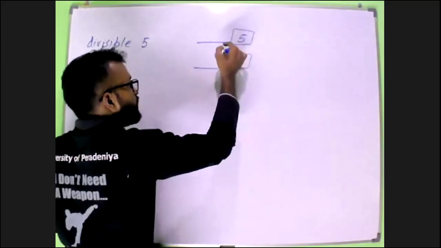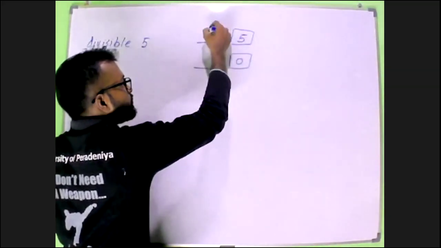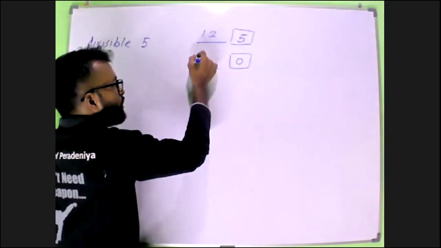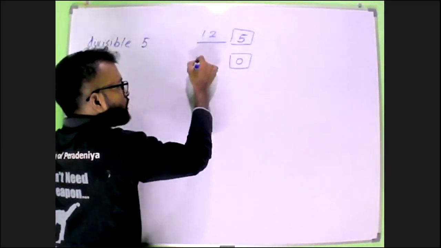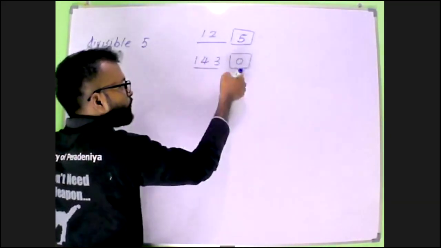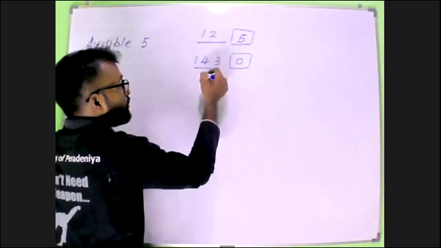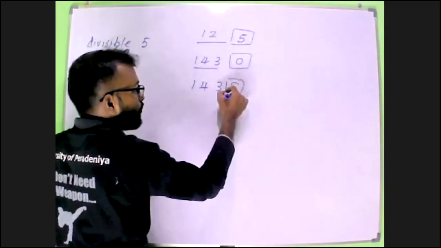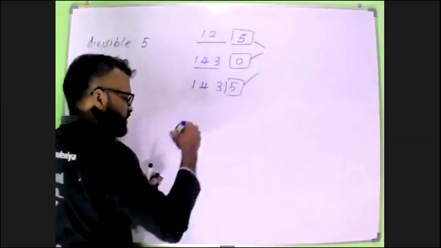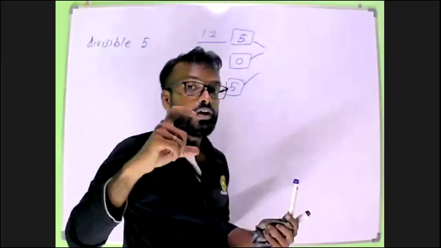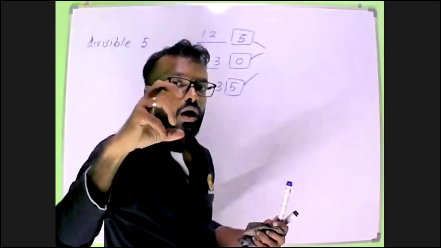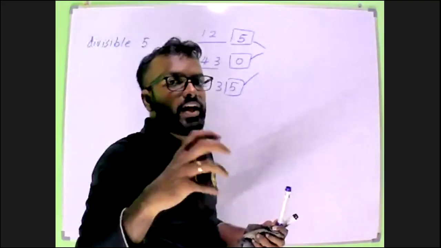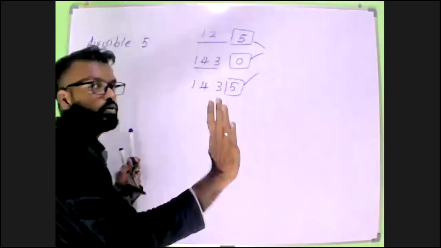Right. So this is the last digit of the number. So this can be 125. This can be 1435, 130, or this can be 1435, and so on and so forth. Only the last digit should be 0 or 5. If and only if a number can be divisible by 5, the last digit of that number should be 5 or 0, nothing else than that.